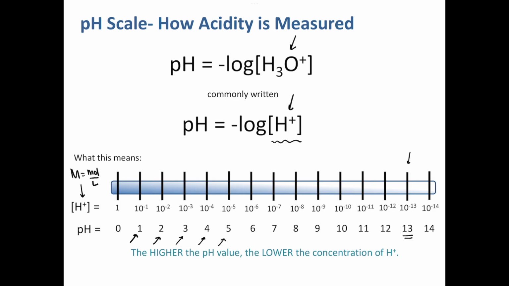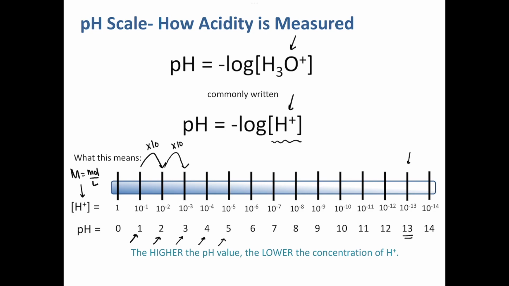The other thing that I'll point out, and this goes back to this being a log scale and this range of 0 to 14 being able to represent a very wide range of hydrogen ion concentrations, is if you increase your pH by 1 unit, your hydrogen ion concentration decreases by a factor of 10. If you were to increase your pH by another 1 unit, your hydrogen ion concentration is going to decrease by another factor of 10.